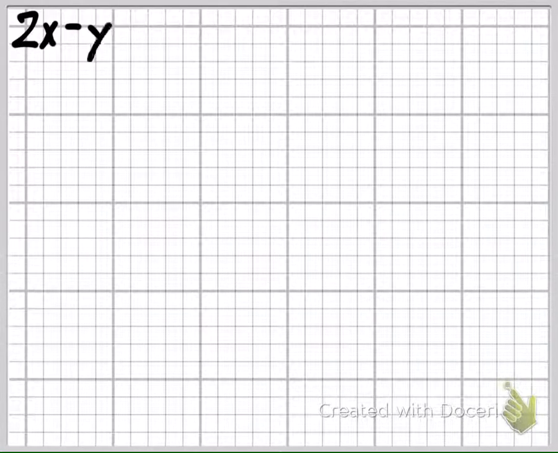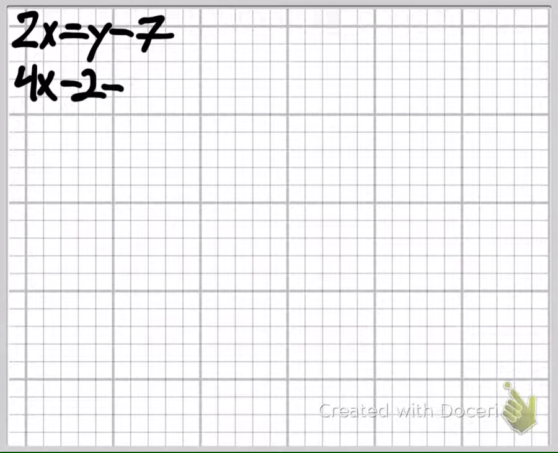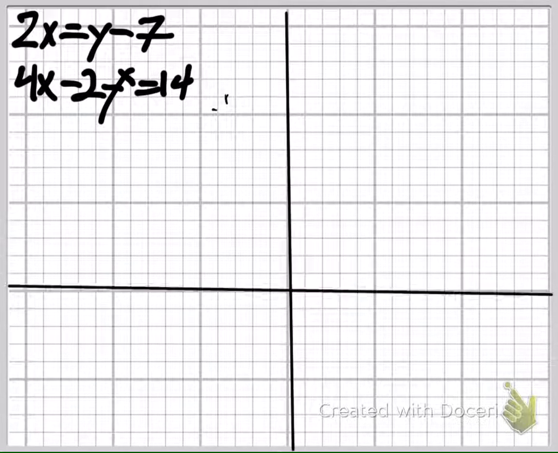Now, number 3 is a little bit different, mainly for the fact that it's not in slope-intercept form. Okay? So up top we have 2x equals y minus 7. I'm actually just going to add a 7 to both sides. So that's going to give me y equals 2x plus 7. Really simple just to add that 7 both ways. And that way I can graph it. Now here, on the next one, that's in standard form.